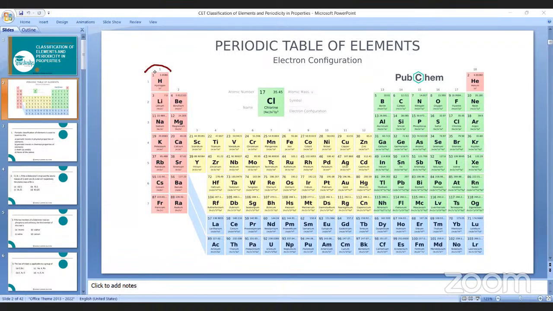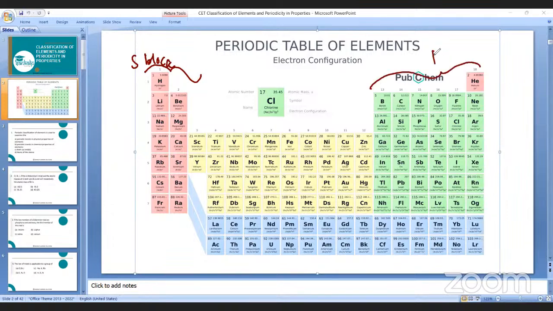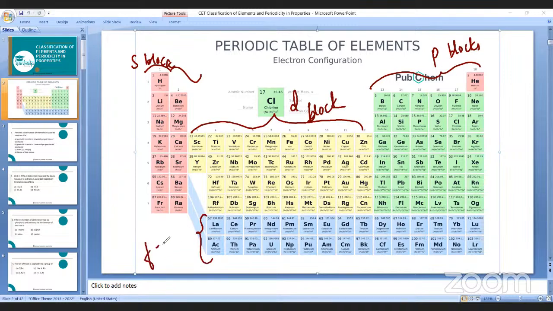These are the S block elements. Then these are the P block elements. Then these are the D block elements. And these two are the F block elements. As there are so many elements present, the periodic table is divided into 4 different groups: S block, P block, D block, and F block elements.